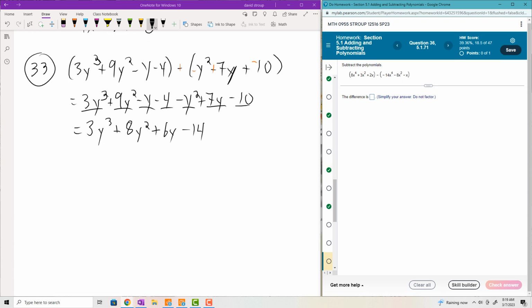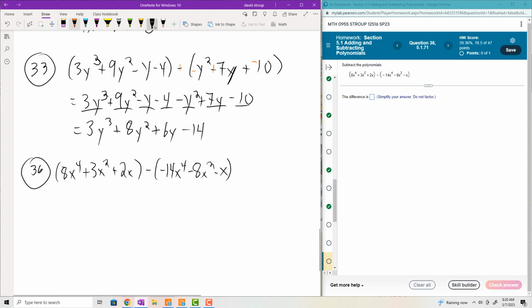All right, sure. Let's try 36. So we have 8x to the 4th plus 3x squared plus 2x minus negative 14x to the 4th minus 8x squared minus x. So zap it, zap, zap. And then we get 8x to the 4th plus 3x squared plus 2x plus 14x to the 4th plus 8x squared plus x. And you don't have to do the zapping if you don't want to.